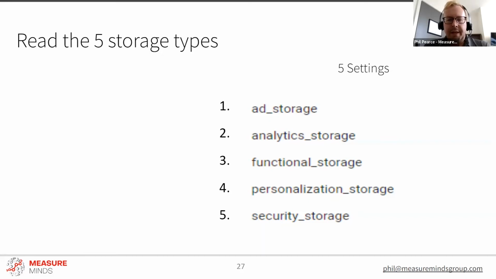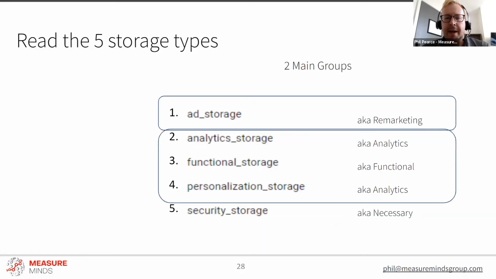I don't really know why they split out personalization with a Z in there, it's basically the same as analytics cookies. So basically that maps to these categories here. So ad storage is remarketing, analytics and analytics, functional, etc.